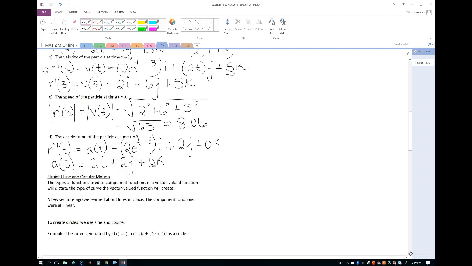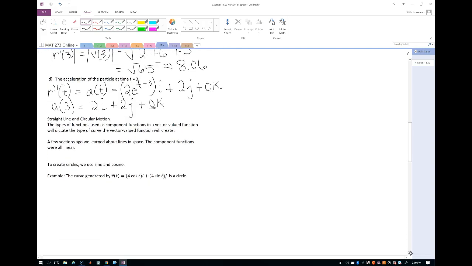So that path I was telling you about above, which represents our particle moving through space, the shape of that path is dependent upon what types of functions we are using for our components. A few sections ago we learned about lines in space, and the component functions for our lines in space were always linear functions.